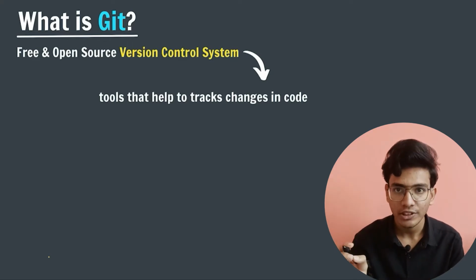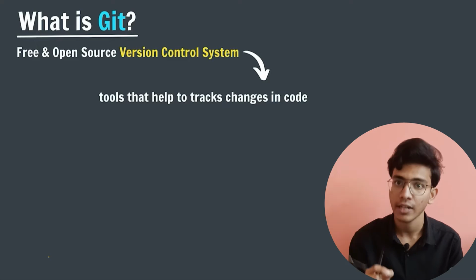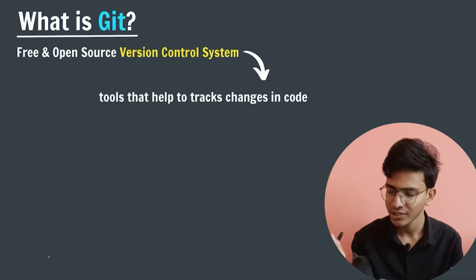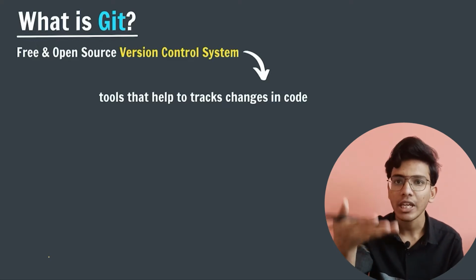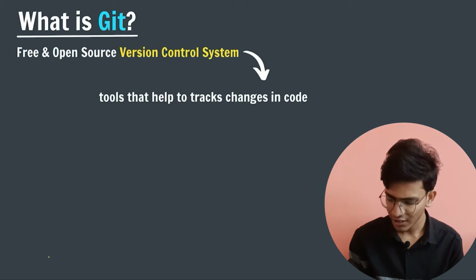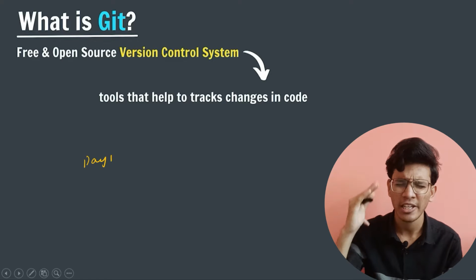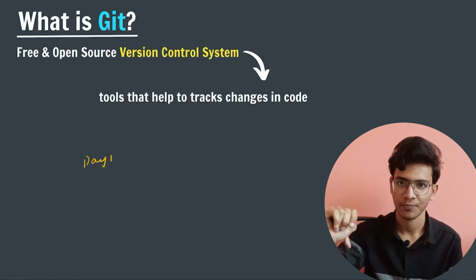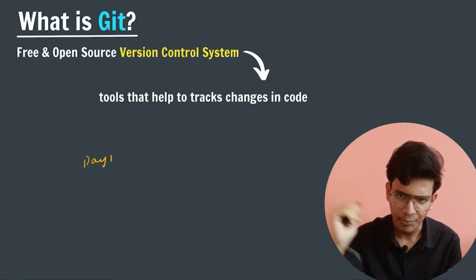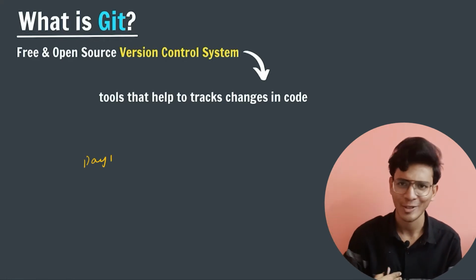Git is an open source and free version control system. Version control system is nothing but a system which keeps track of your code. For example, let's say that on day one I'm creating a project, I'm creating a huge e-commerce website, right? Quick commerce website like Zepto. I'm creating a website on my own.